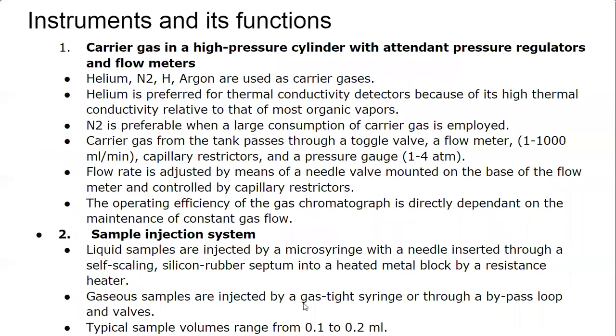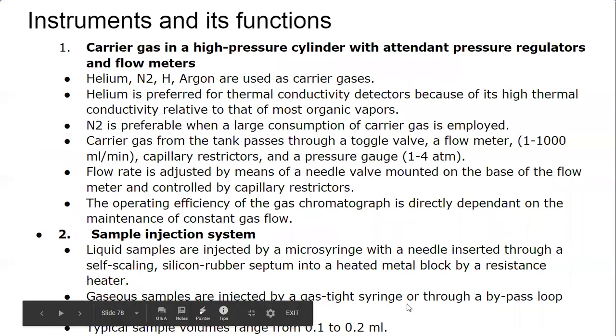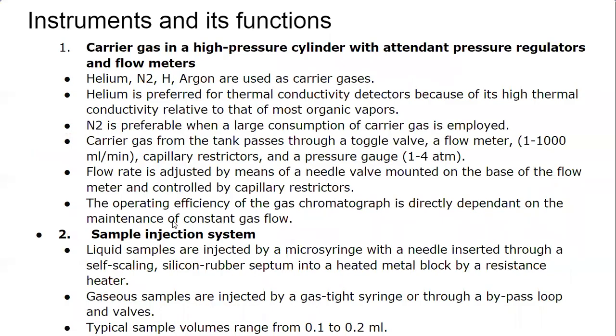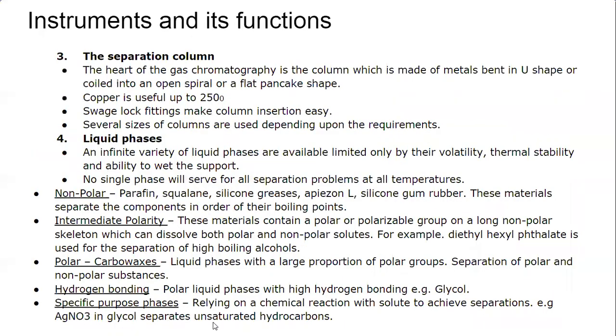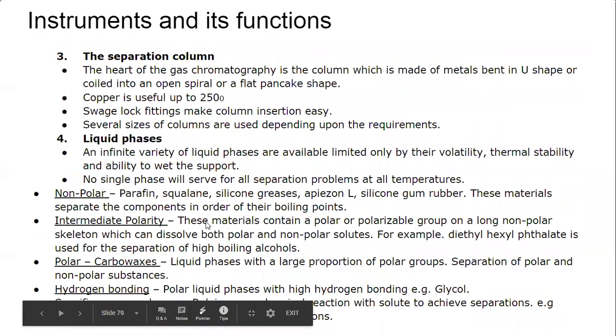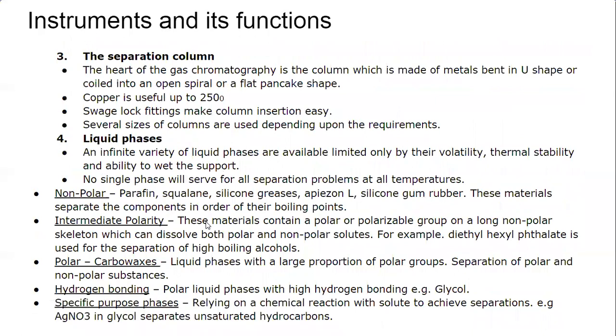And gas samples are injected by a gas tight syringe. So that means we do not need to maintain this heating chamber. We can introduce it directly. Okay. Next, this is the sample volume. How much volume? 0.1 to 0.2 ml of sample is required. So a very small amount of sample is required in this technique.